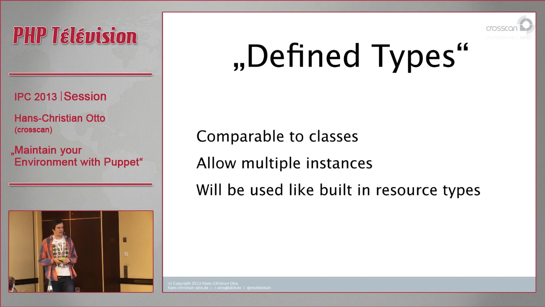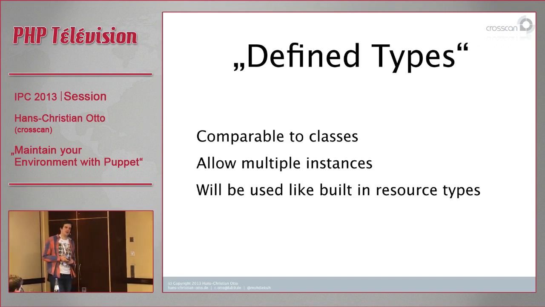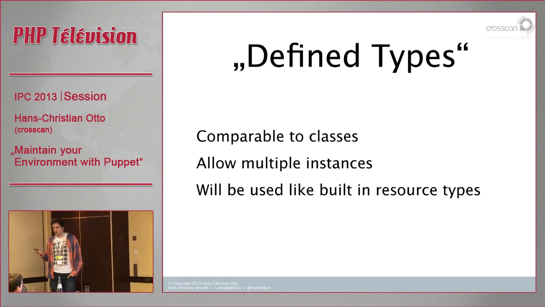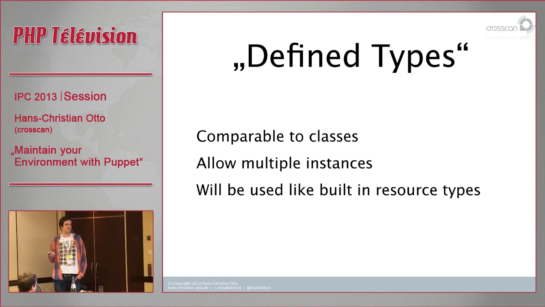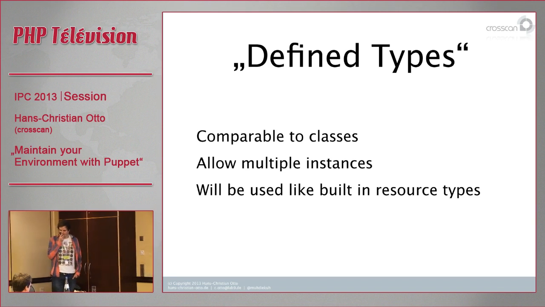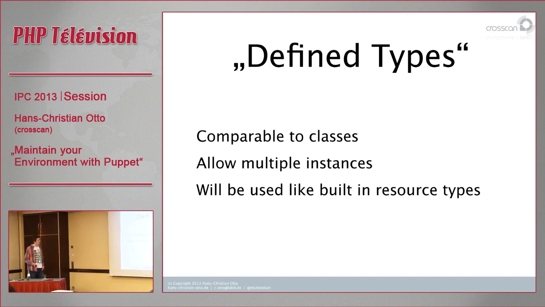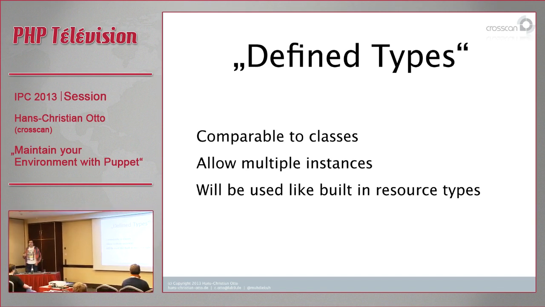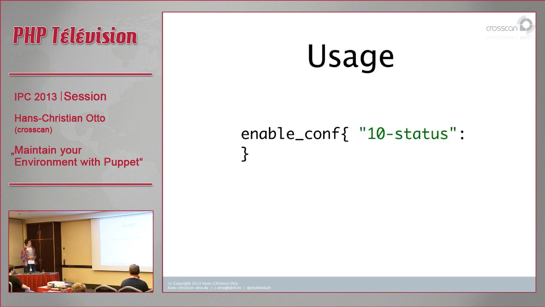And there's actually one way to create resources that can be applied multiple times, and this is the concept of so-called defined types. In contrast to classes, they're allowed to have multiple instances. They are used exactly the same way as the resources that ship with Puppet, like, for instance, the file resource.